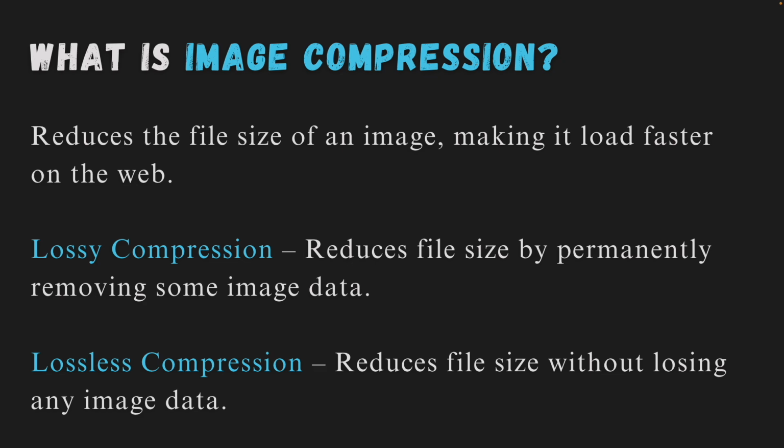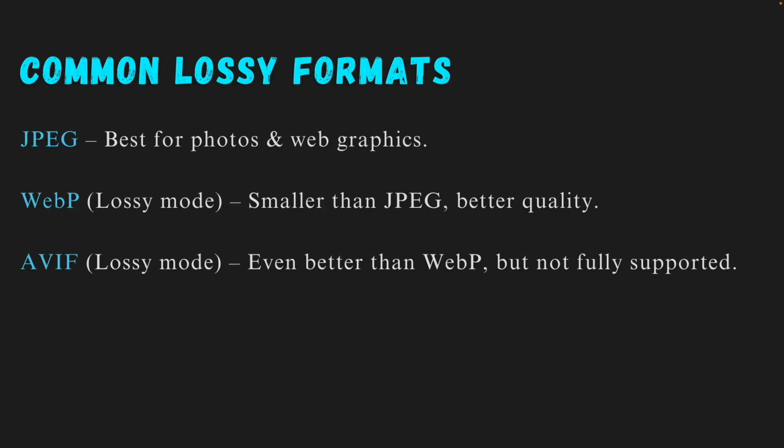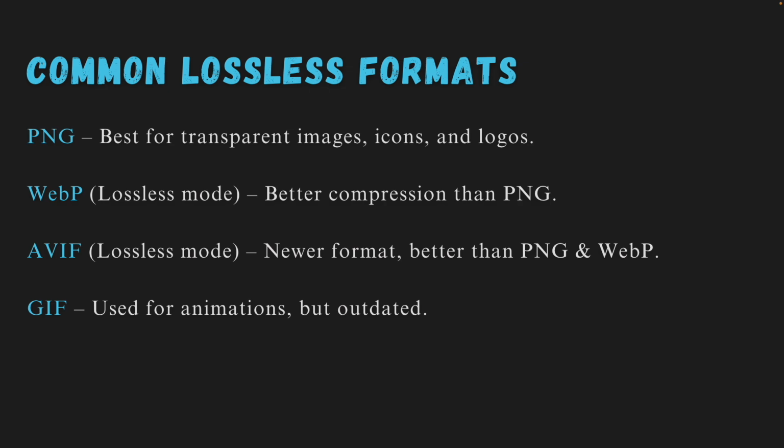So lossy compression means you reduce the file size by permanently removing some image data. And lossless compression is you reduce the file size without losing any image data. Okay? And the common lossy formats are JPEG, WebP, and even AVIF. Okay? And common lossless formats are PNG, WebP, AVIF, and GIFs.